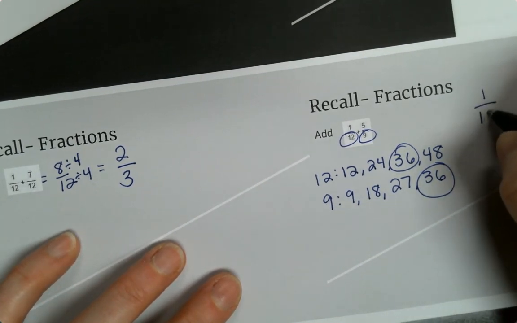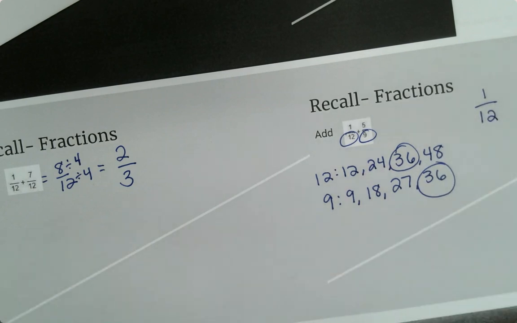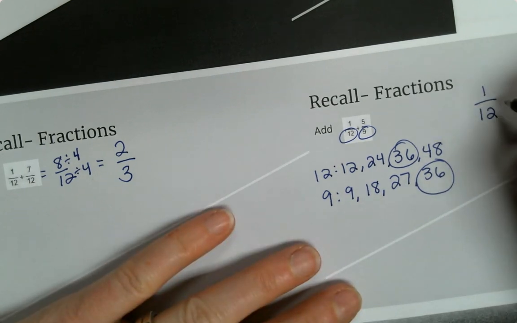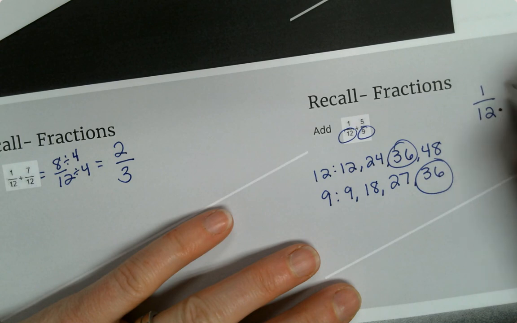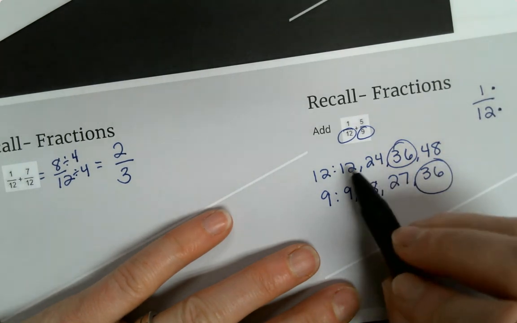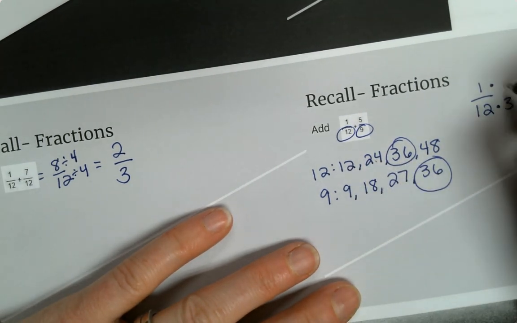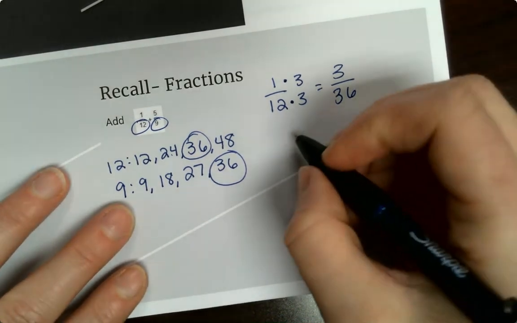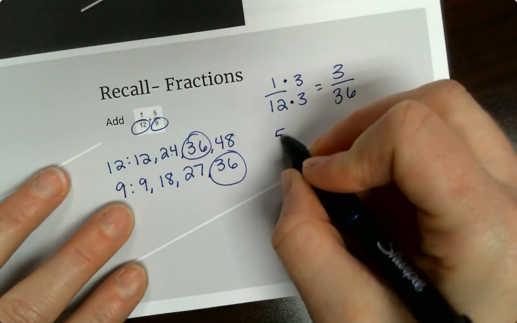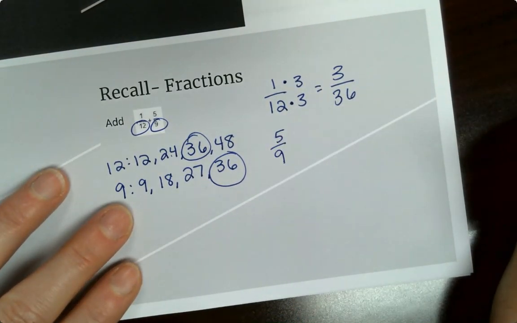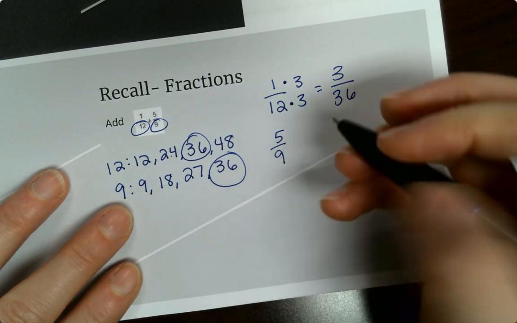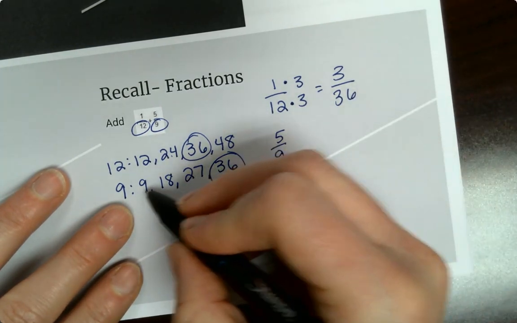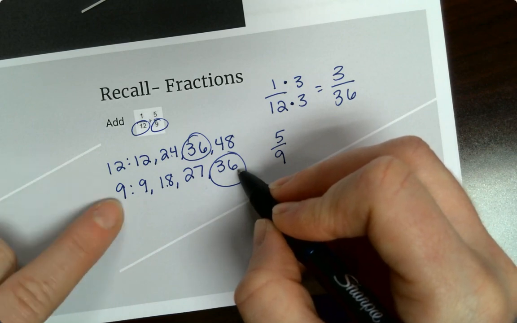So in order to change 1/12 to have a common denominator of 36, I need to multiply my denominator by something. Well, 12 times, let's say 1, 2, 3, 36. This can be 3/36. Oh, sorry, you could not see that. And then the other one is 5/9. I need to multiply the 9 times something to get 36. So that's 1, 2, 3, 4. 4 times 9 is 36.